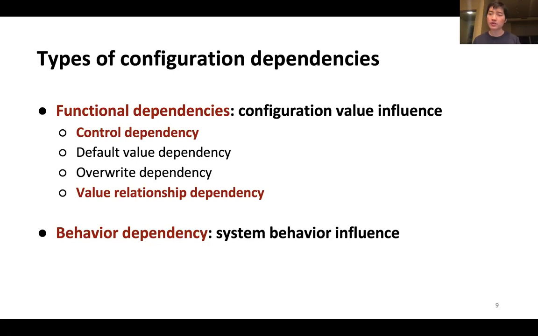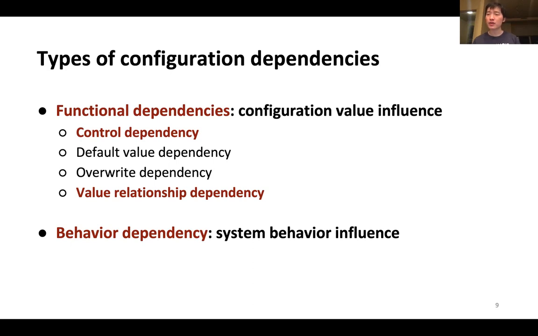There are two big categories we consider when we do the categorization. The first big category is what we call functional dependency. And this means a configuration value is influenced by other configuration values. Based on what that influence is, we have 4 specific configuration dependencies here, which are control dependency, default value dependency, override dependency, and value relationship dependency.